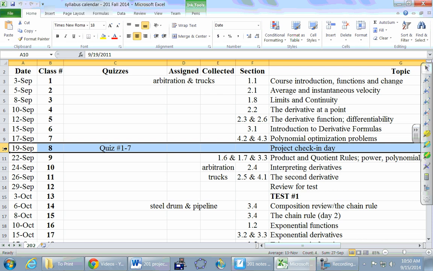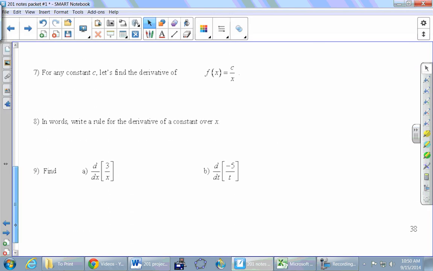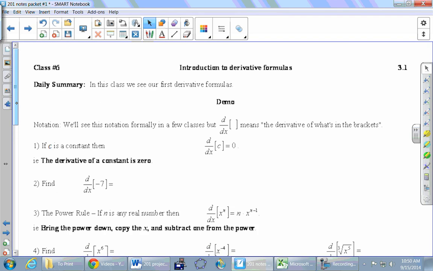Okay, so let's jump in on, I think we said page 28, is that right? Page 38, and we'll start with the demo at the top. Can we go to Tyler? Can you read the summary? Yes, please.